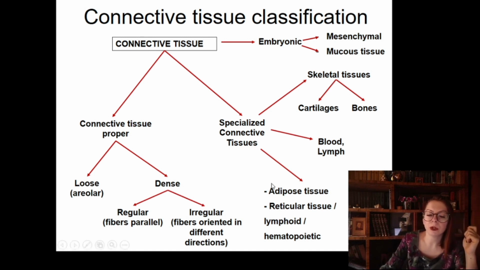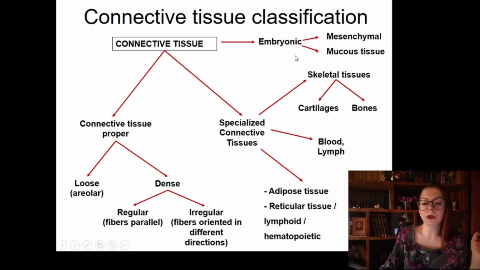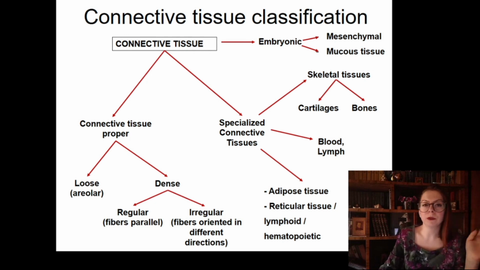And after that we also have adipose tissue with a prevalence of adipocytes, and reticular tissue with a prevalence of reticular fibers, which is also called lymphoid or hematopoietic in modern textbooks, and those two we are going to consider at the end of this lecture. Also we have to mention that in the embryonic period there are two types of tissues which are not found in adults, but only before birth.